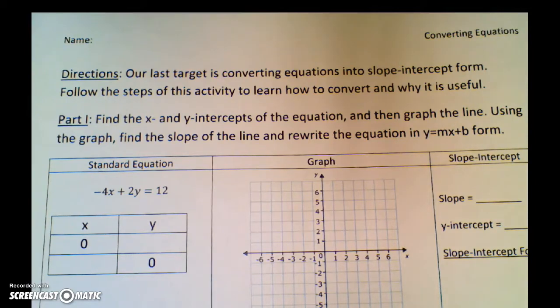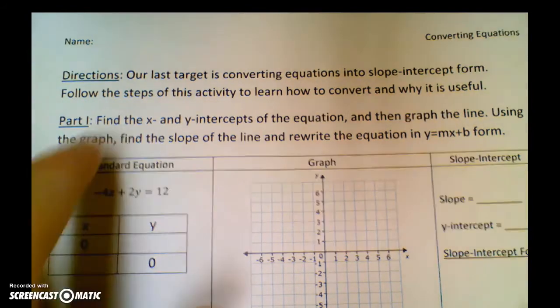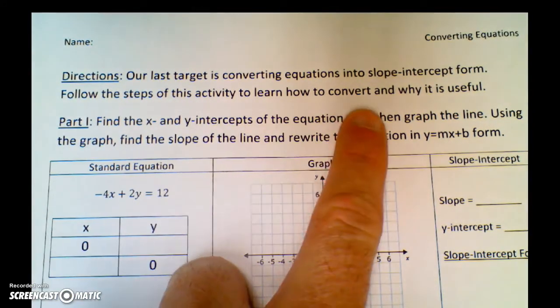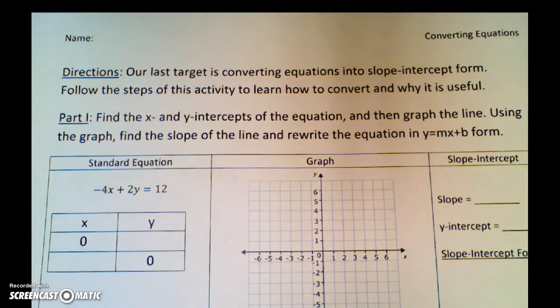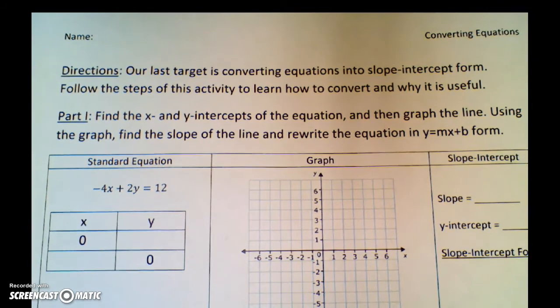Alright, our last target for this unit is converting equations into slope-intercept form. You're going to follow the steps of this activity to learn how to convert and why it is useful. So let's take a look at some of the stuff we've done already and then put it all together in one lesson.